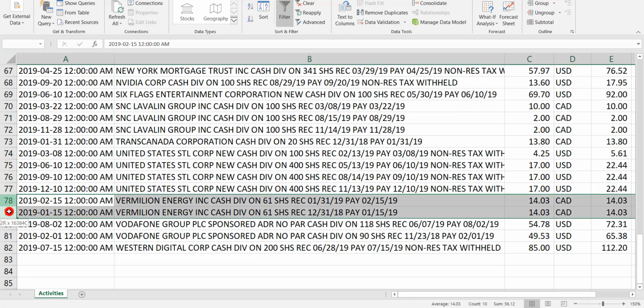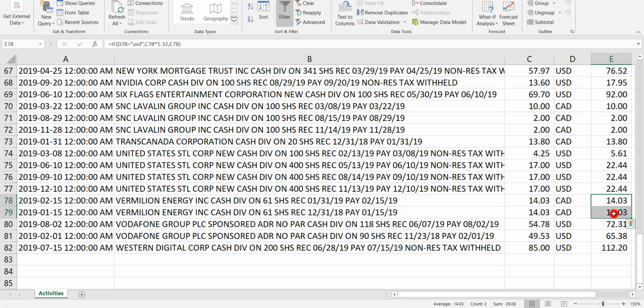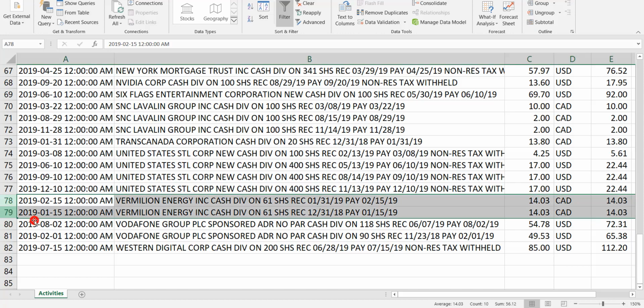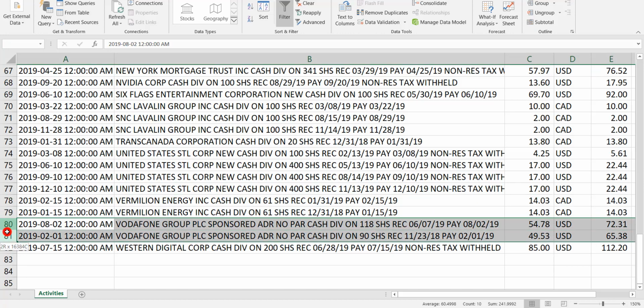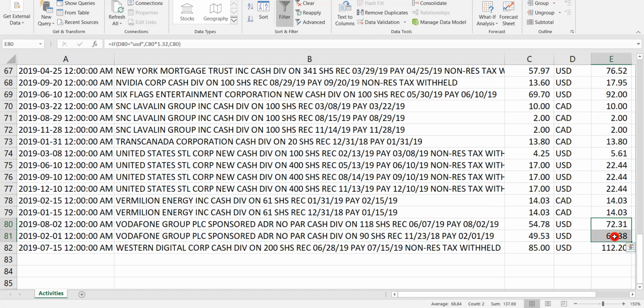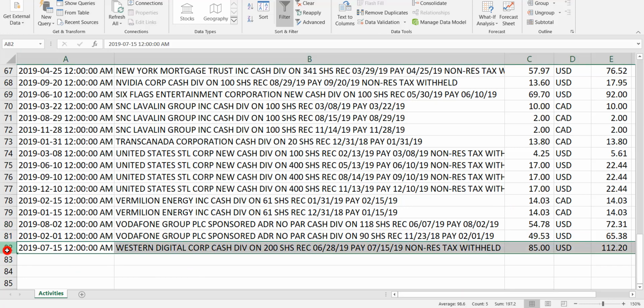Vermilion Energy was a swing trade plus dividend play. I got out of it for a small loss, and I've collected $28 in dividends while I had it. I think it pays monthly dividends as well. Vodafone was a swing trade that did not go well, but I collected dividends from it. I've held it for almost a year. Collected $137 in dividends. This one's pretty good actually.